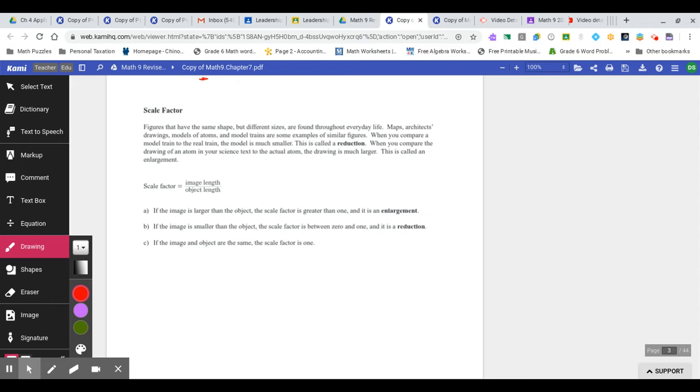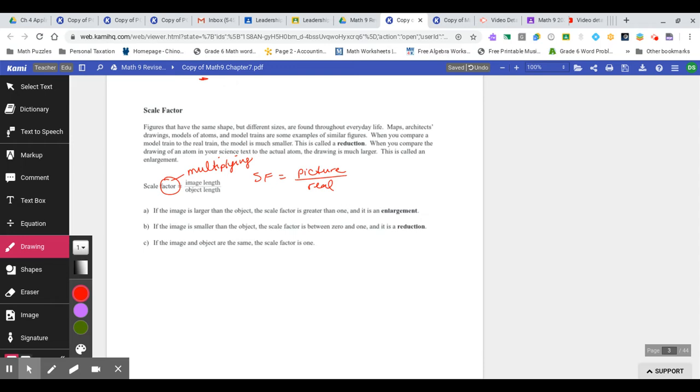And here is the ticket. You can find the scale factor by taking the image length divided by the object length. I simplify this and say the scale factor is the picture over the real. Image over object, picture over real, that will help you find the scale factor. Now, we have to remember what the scale factor is. The word factor means what we're going to multiply by, right?